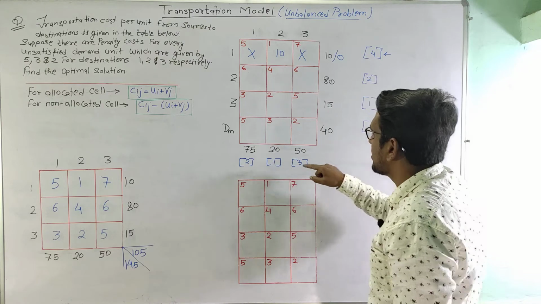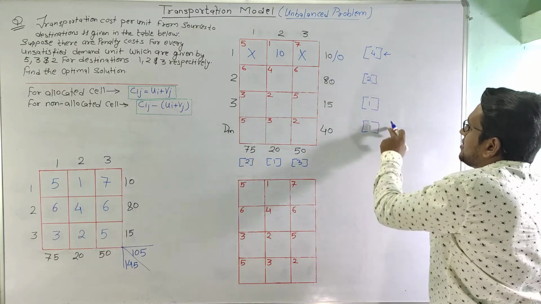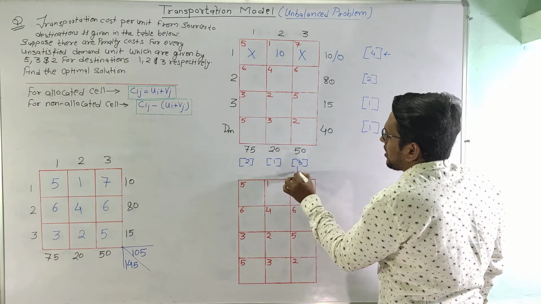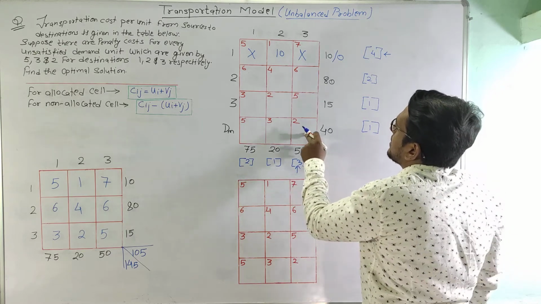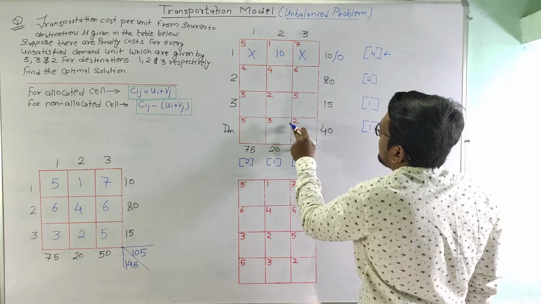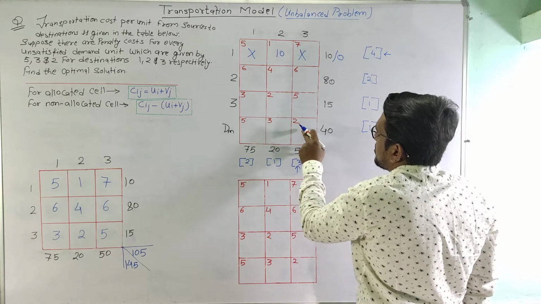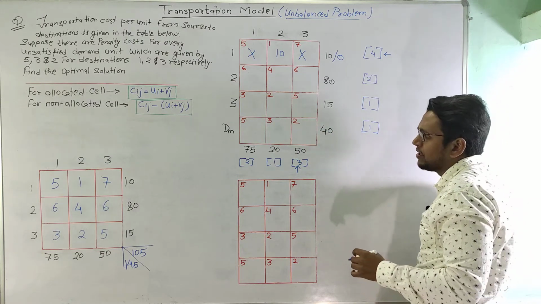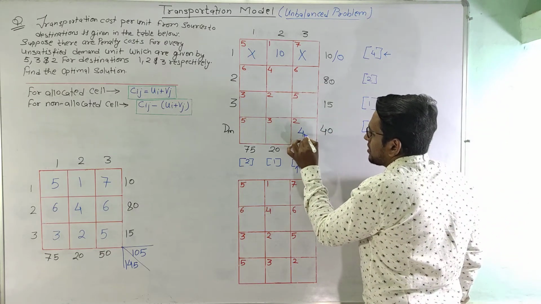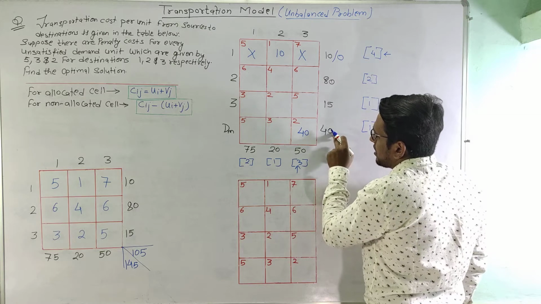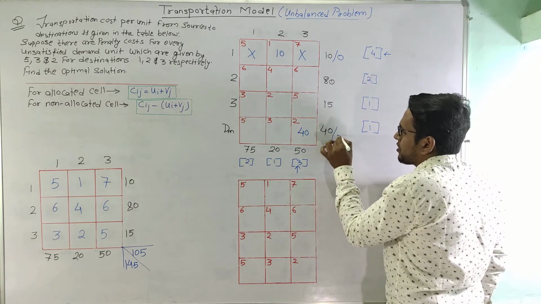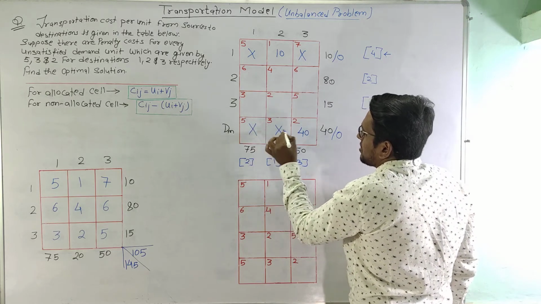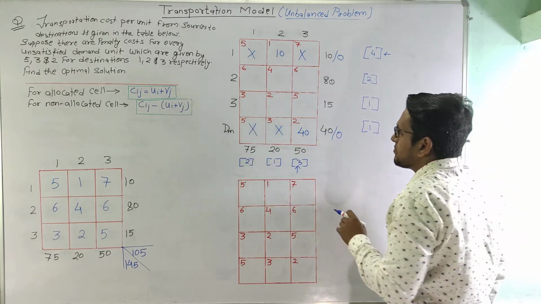So I do not need to change this, and among these we can see now that the maximum penalty is here. So I will select this column, and in this column I will select the cell having the least transportation cost. So this is the cell, and I will try to allocate as much as possible here. So I will allocate 40 because out of 50 I can only allocate 40. So by allocating 40 this becomes 0 and no more allocation can be done in this cell.